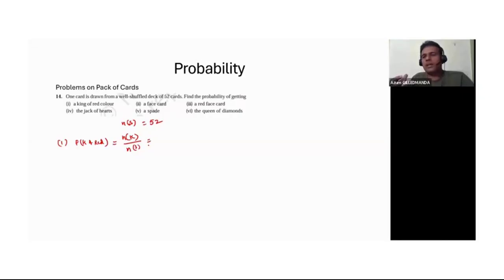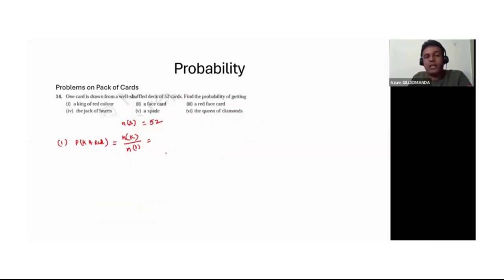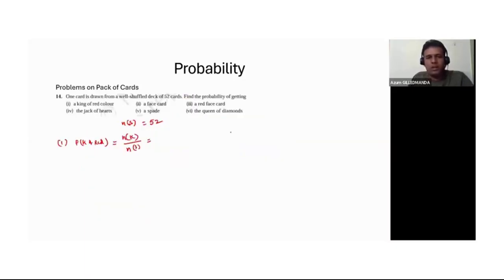What is the probability of getting a king card? Let's look at our setup right here. So how many king cards will be there? There will be four king cards. But what was asked? Probability of getting a king of red color. So how many red color cards are there? Two sets, right? Here one king card and here one king card from the diamonds and hearts. So that means two king cards are possible. So this is 2 by 52. Understood? This is how we can solve the problems.